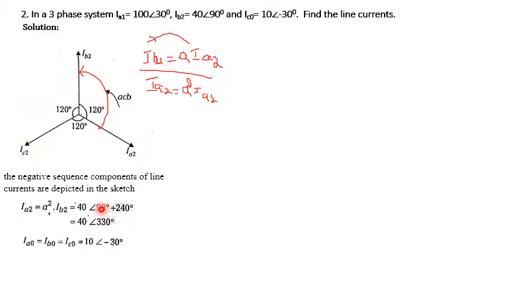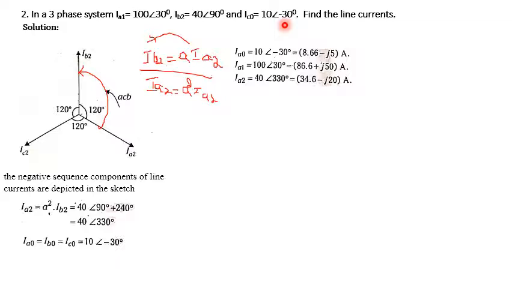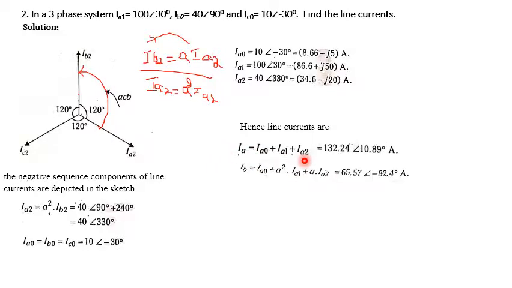Similarly we know that IA naught, IB naught, IC naught is the same. We can write it as 10 at an angle of minus 30 degree. So IA naught, IA1 and also IA2 we understood. This one is in polar and this is in rectangular form. Our intention is to calculate the line currents. What is the line current? IA is equal to IA naught plus IA1 plus IA2. IB is IA naught plus A square IA1 plus A into IA2. Similarly IC is equal to IA naught plus A into IA1 plus A square into IA2.